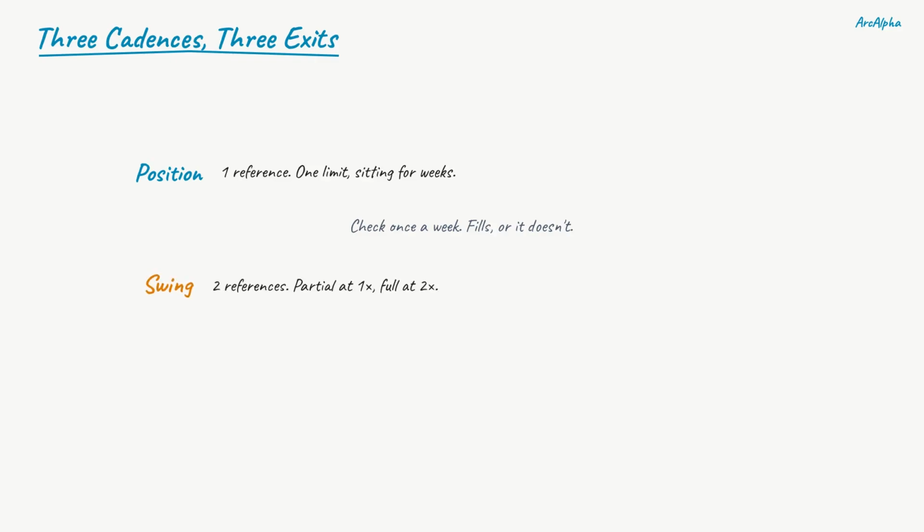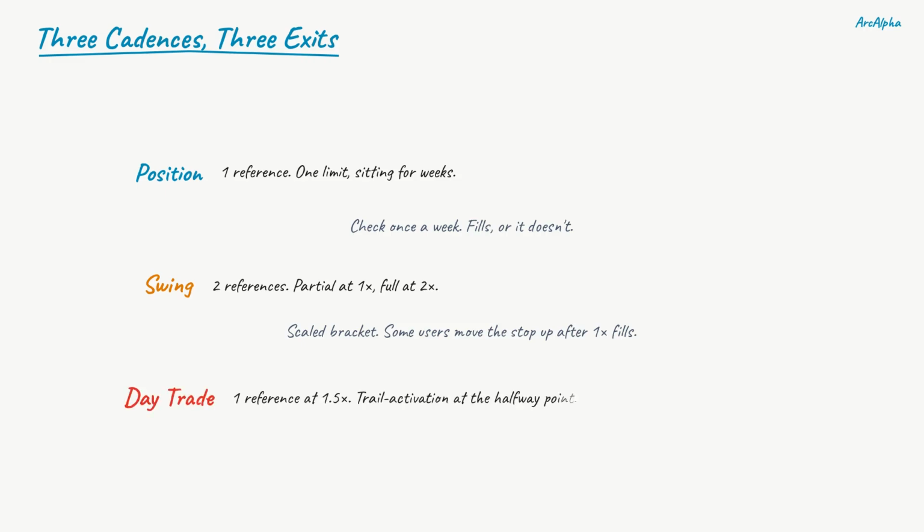Swing alerts have 2 references. The first is a partial exit checkpoint. The second is the full reference. You can place both as a scaled bracket, a partial limit at the first reference, the rest sitting at the second. Some swing users move the stop up after the first reference fills.